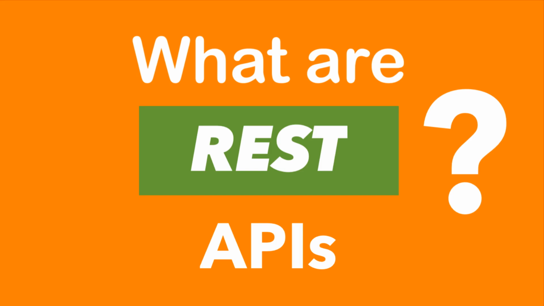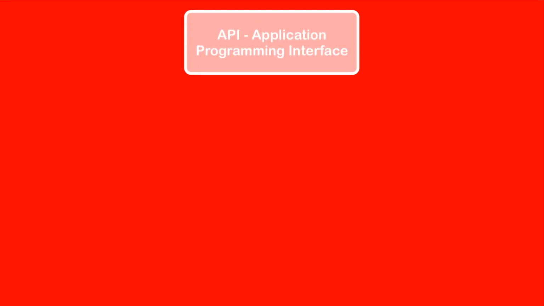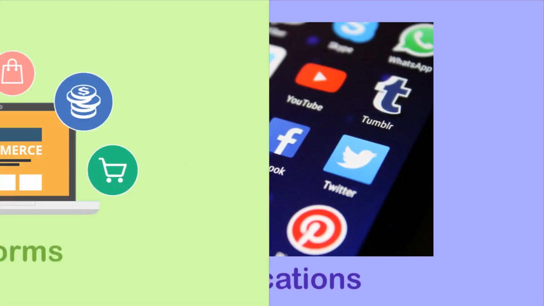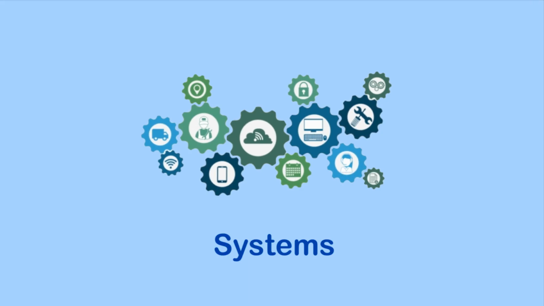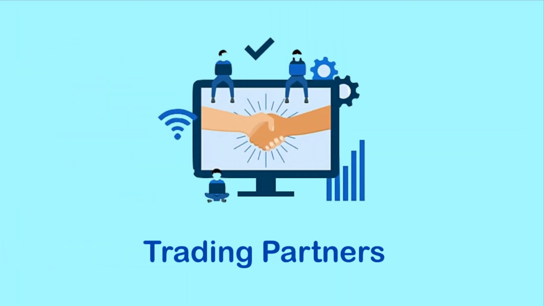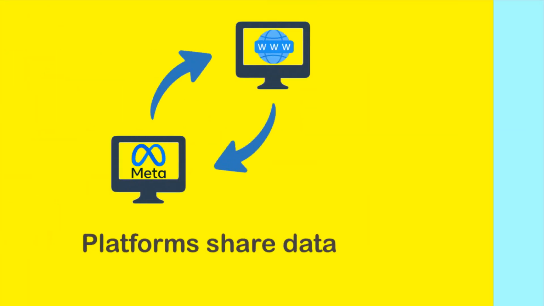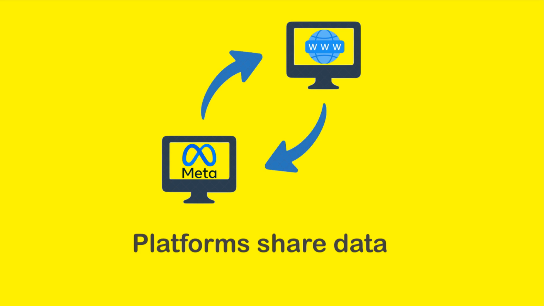What is REST API? To understand REST API, we first understand API. API stands for Application Programming Interface and is used to integrate applications, platforms, systems, and trading partners. API allow one piece of software to automatically talk to another, enabling the platforms to share data.